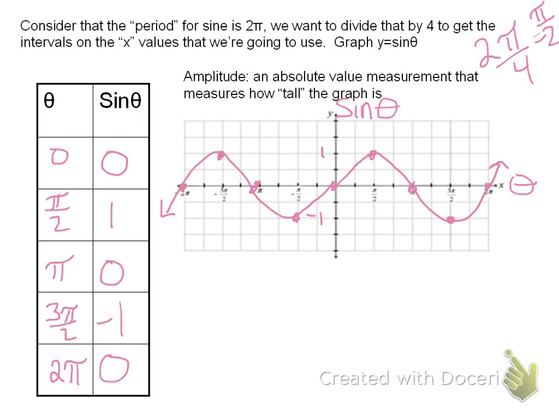So that's why your domain for theta is all real numbers. Now look at your range for sine of theta. Here your lowest value on all of them is negative 1. Here your highest value on all of them is positive 1. So when we say domain, we really mean the domain of theta, which is all real numbers.